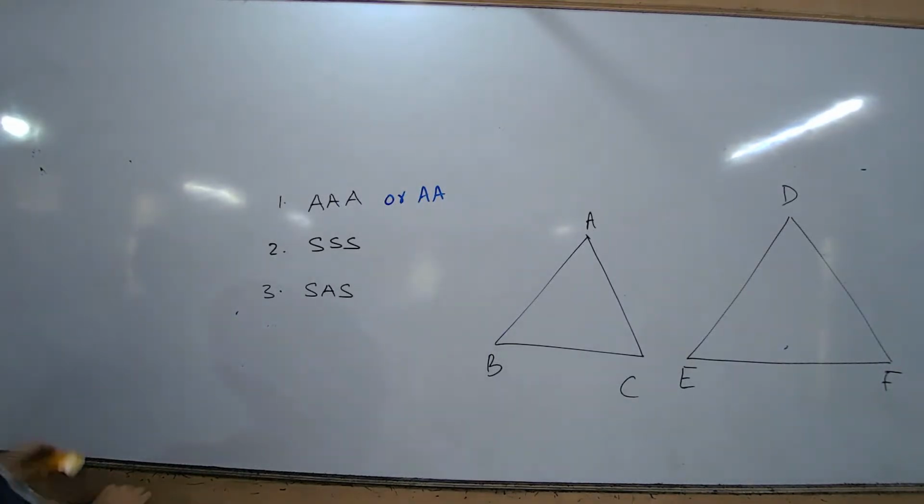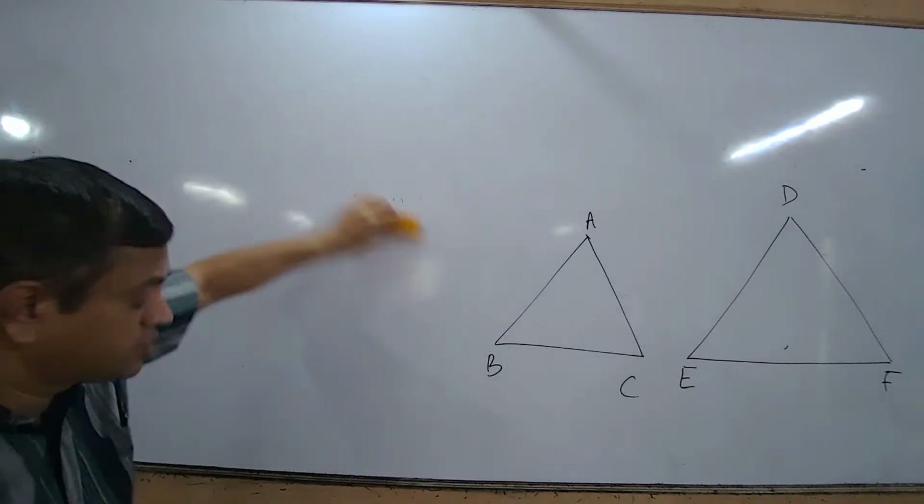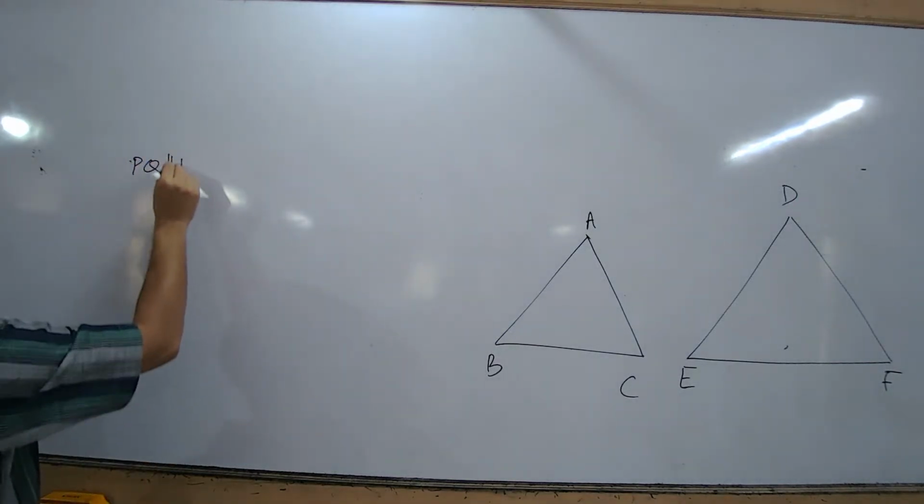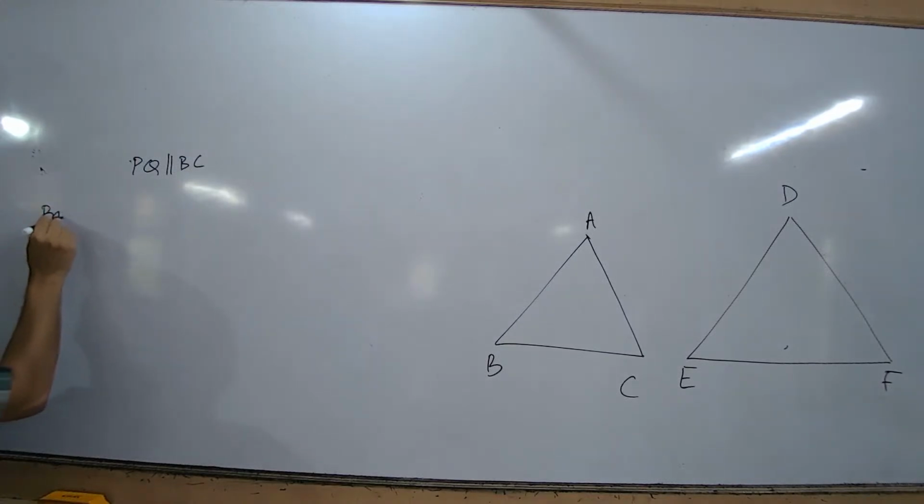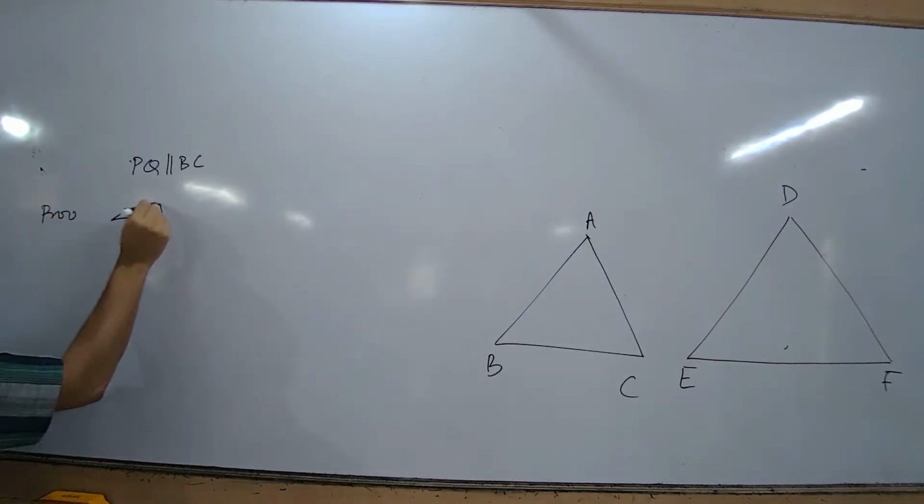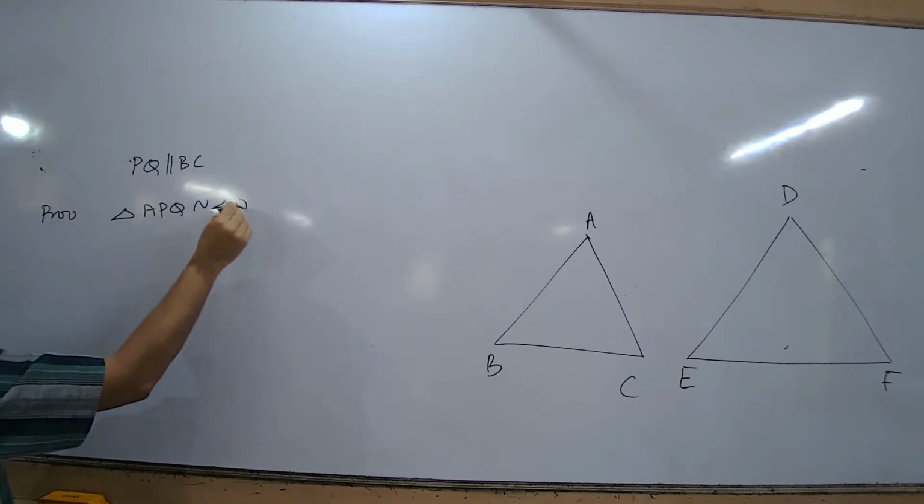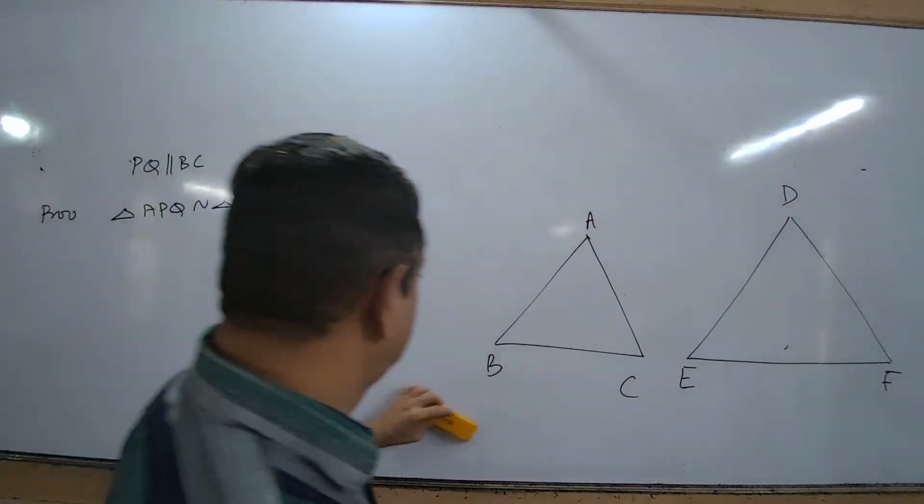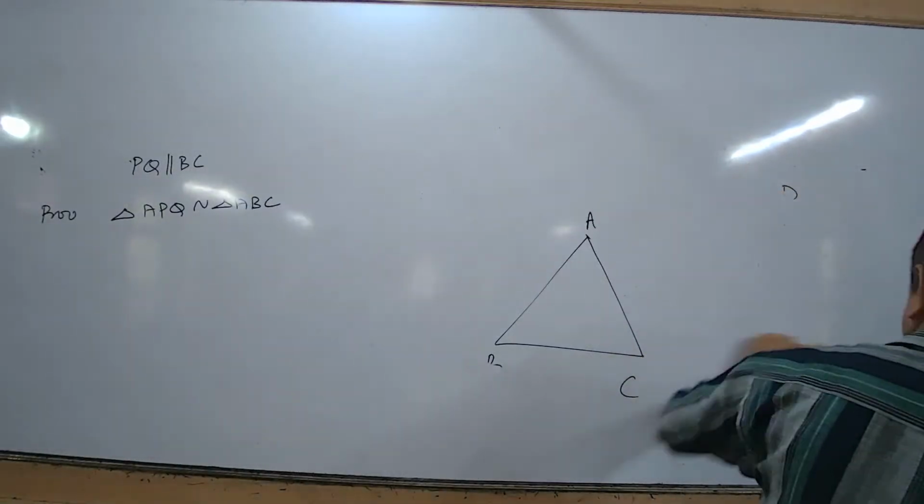Okay. Write one question. In triangle ABC, PQ parallel to BC. Written all of you? Yes sir. Prove that triangle APQ is similar to triangle ABC. Written? Okay. Draw the figure, all of you.